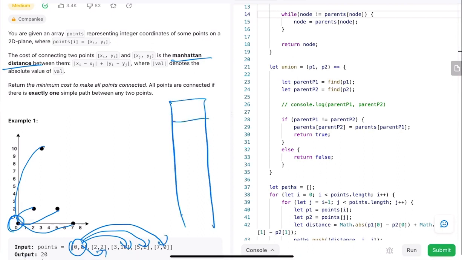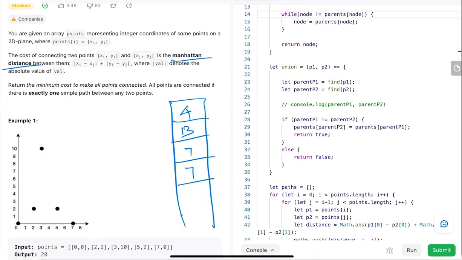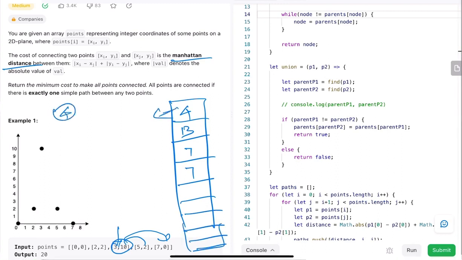From this point to this point, the distance is 4. From this point to this point, the distance is 13. From this point to this point, the distance is 7. From this point to this point, the distance is 7. Likewise, we have done it for this point, from this point to all other points. Same way, we take this point and calculate the distance for all other points and keep adding to this array.